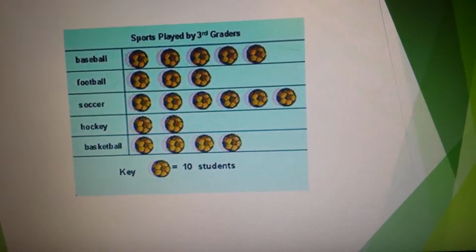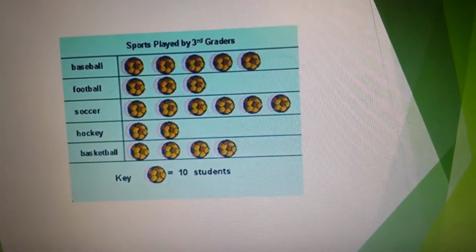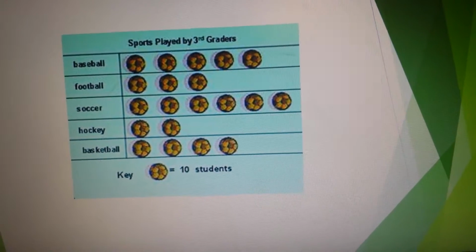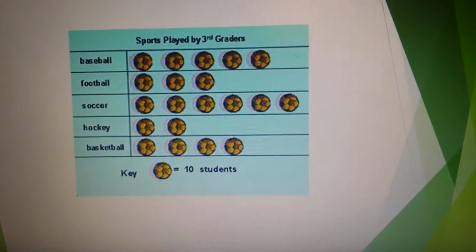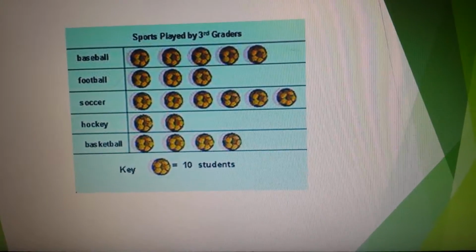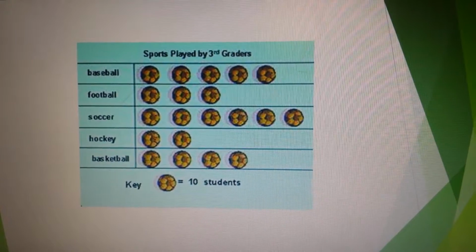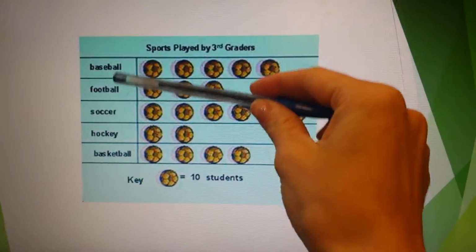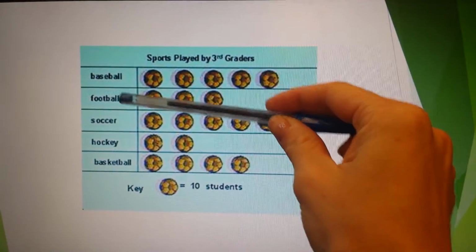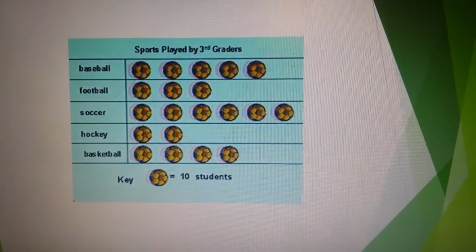The second part of the graph is the label. The label is giving answers to the question, what sports are played by third graders? In this case, the question being asked is, what sports do you play? The answers are the labels, which are baseball, football, soccer, hockey, and basketball.